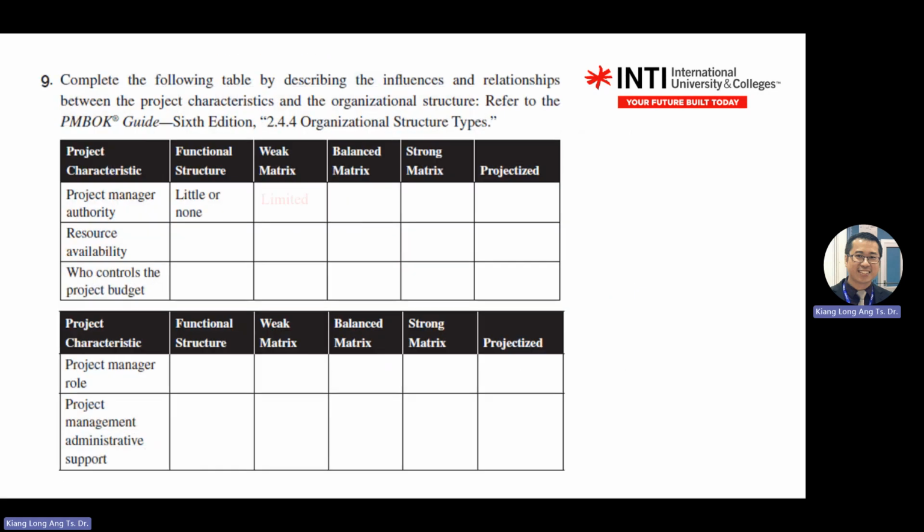Okay, so we just fill in the blanks. For the first one, traditional will be little to none. Projectized will be high to total. The middle one, you play around limited to high. So for balance, it will be low to moderate. Weak matrix will be limited. Strong will be moderate to high.